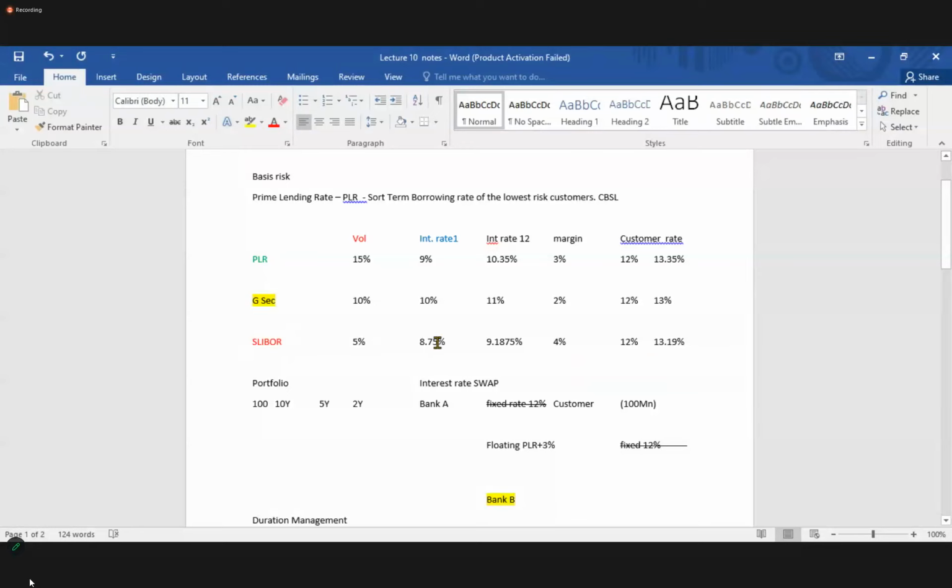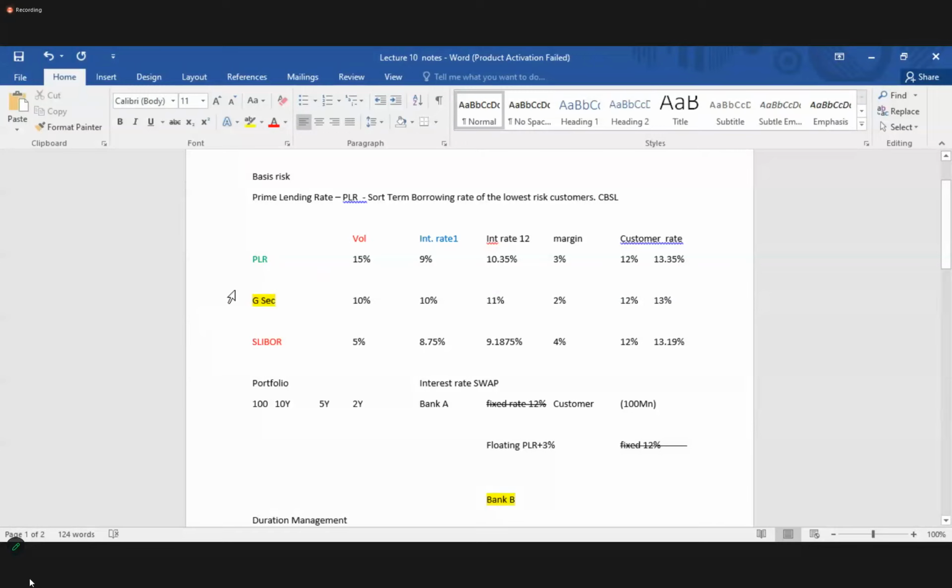Now, SLIBOR was at 8.75 and of the rest, SLIBOR is the lowest, GSEC is the highest, and in the middle, PLR in this situation. But at the end of the period, what would have happened? Had you chosen GSEC, your cost would have been 13%. SLIBOR, your cost would have been 13.19. And PLR, your cost would have been 13.35. Now you see the difference. Earlier, SLIBOR was the best at 8%. If SLIBOR was at 8% with 5% volatility, it still would have been the cheapest. But with SLIBOR at 8.75, it's no more the cheapest at the end of the period, and you are better off using GSEC as the benchmark.